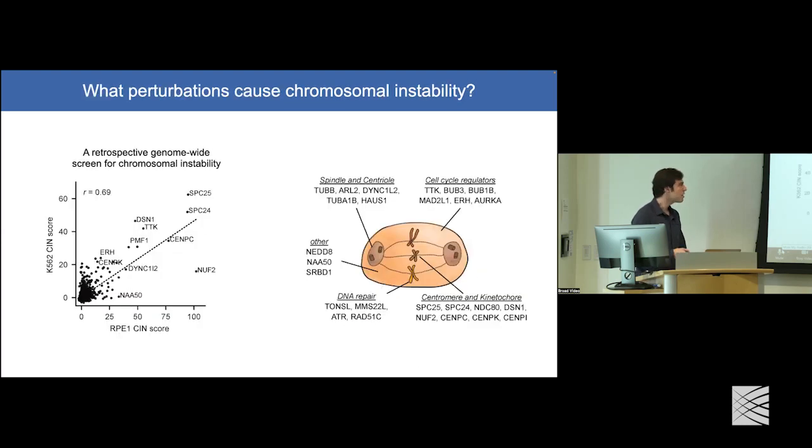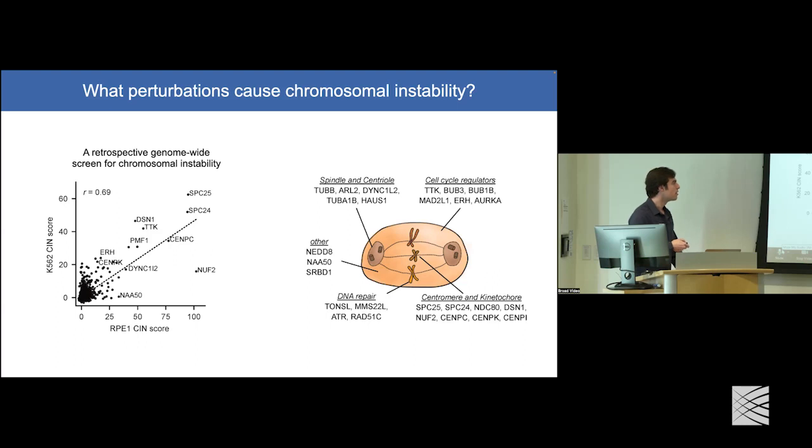And so one really cool feature of this that we would have never imagined when we were actually doing the experiment is that we could go through the data months after the experiment was done and do a retrospective genome-wide screen for chromosome instability. And we actually did this both in RPE1s and K562s, which are quite different from a cell biological standpoint.